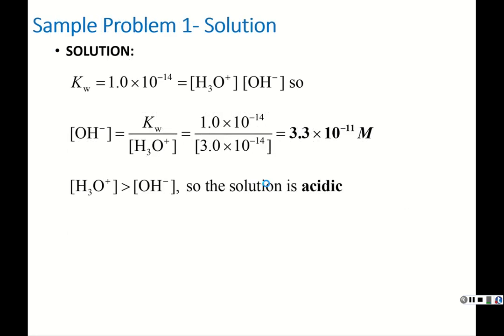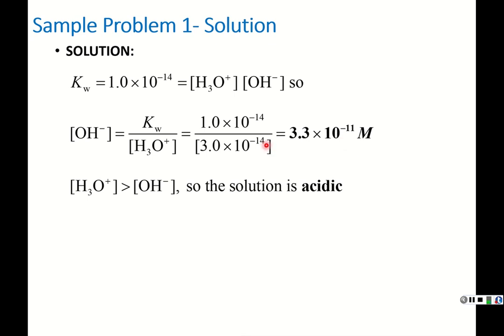Well, you need to set this up for Kw. Kw equals 1 times 10 to the minus 14th, and that equals the hydronium ion concentration multiplied by the OH minus concentration. So this is what we're going to use. We rearrange this to solve for OH minus, and so that's Kw divided by the hydronium ion concentration. When you do that, we get 3.3 times 10 to the minus 11th molar.